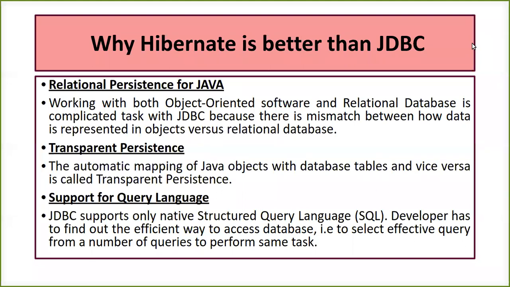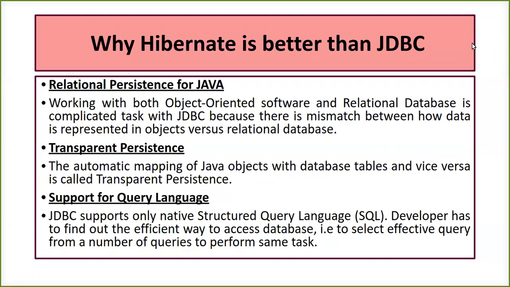Now, why is Hibernate better than JDBC? Because there is relational persistence for Java. While working with object oriented software and relational databases, working with both is going to be a complicated task with JDBC, because there is definitely going to be a mismatch. We have learned what impedance mismatch is. Impedance mismatch is between how the data is presented in your normal language, in the normal structure of your language, and the relational databases where the data are stored in the form of tables. So there is going to be an impedance mismatch.